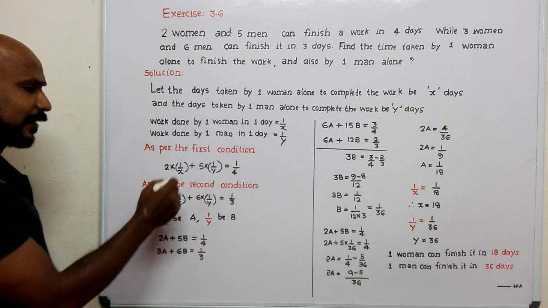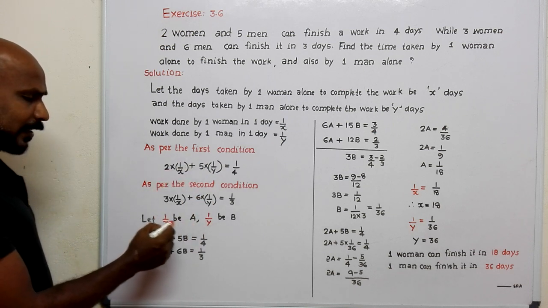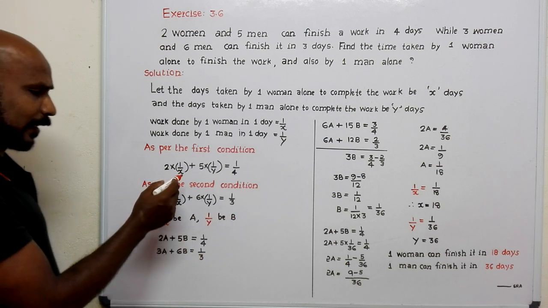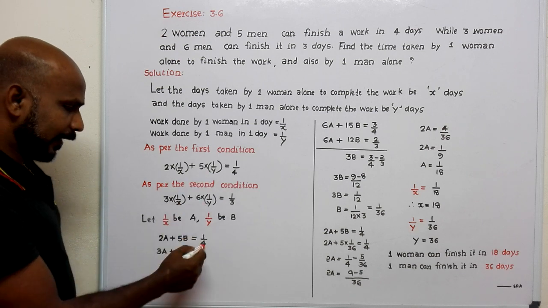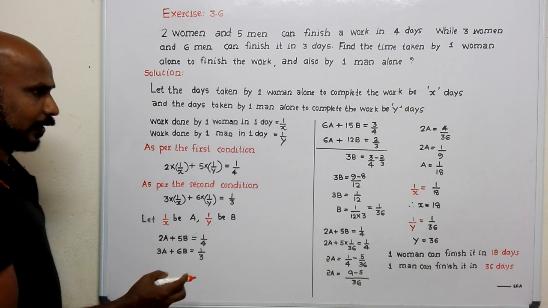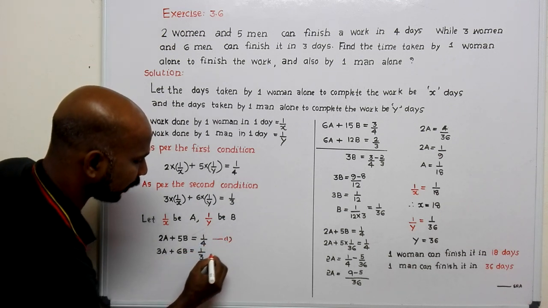Then what shall we take? You see both conditions: 1 by x is common. So let 1 by x be a and 1 by y be b. Then we substitute this, which gives 2a plus 5b equals 1 by 4, and 3a plus 6b equals 1 by 3. I will write this as equation number 1 and this as equation number 2.